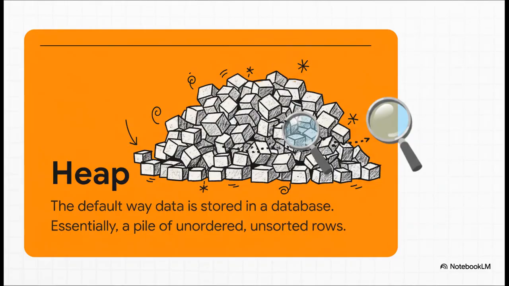And the reason it's forced to do this is because of how the data is stored by default in something called a heap. And a heap is pretty much what it sounds like. It's just a big, unordered pile. When a new user signs up, their data gets tossed on the end of the pile. There's no sorting, no organization, it's just chaos. And that chaos is what forces the database into that slow, painful row-by-row search.